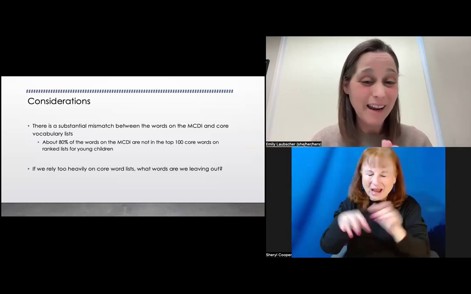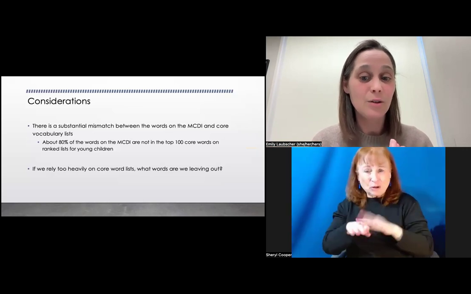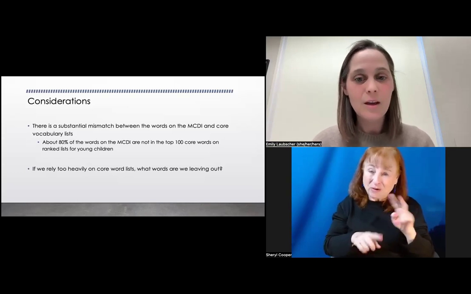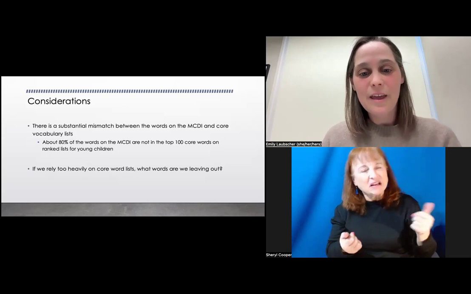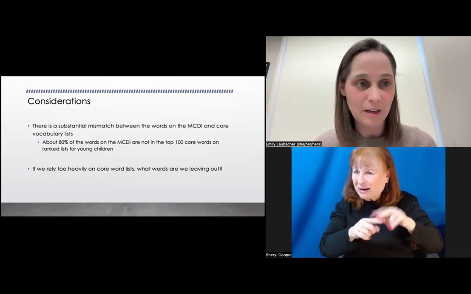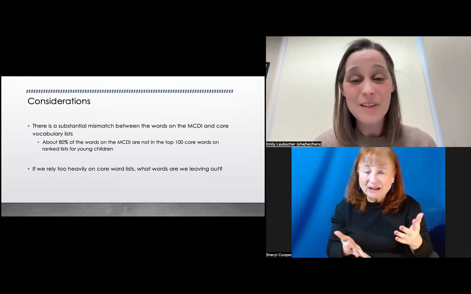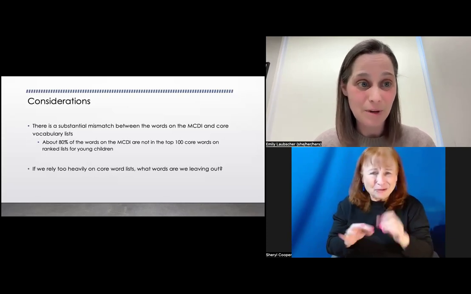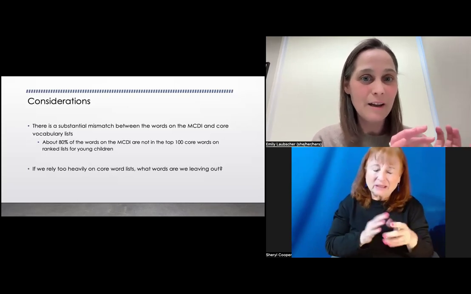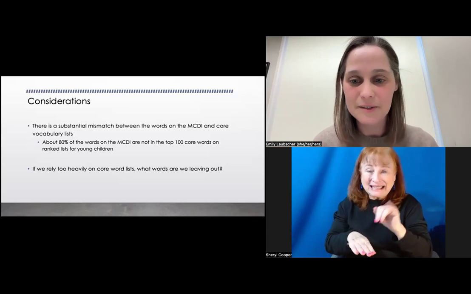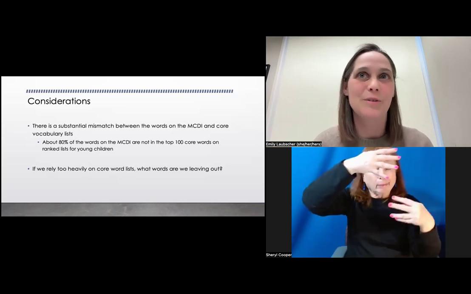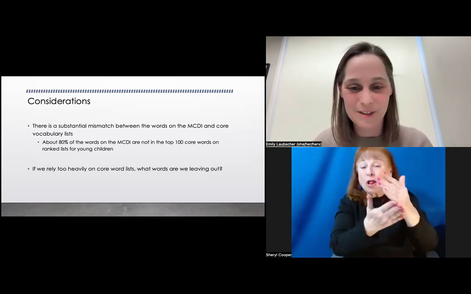And in fact, about 80% of the words on the MCDI do not appear in the top 100 words on the ranked core vocabulary lists. So this suggests to me that we need to be really cautious about relying on these core vocabulary lists for beginning communicators, because we might miss a lot of words that are really important and meaningful and powerful at this early stage of development. All those words on the MCDI that aren't necessarily captured on the core word lists, or that maybe are captured but come much further down on the list and are maybe only captured by the very long lists that include lots and lots of words.